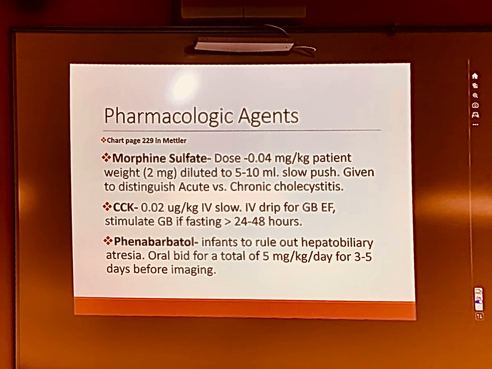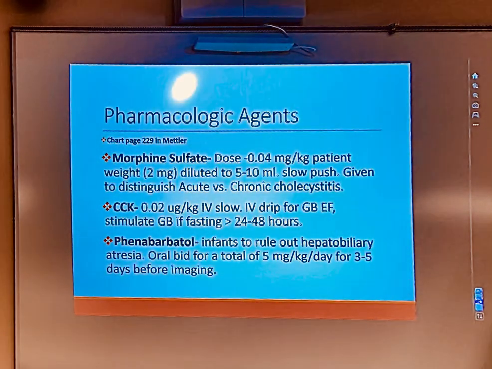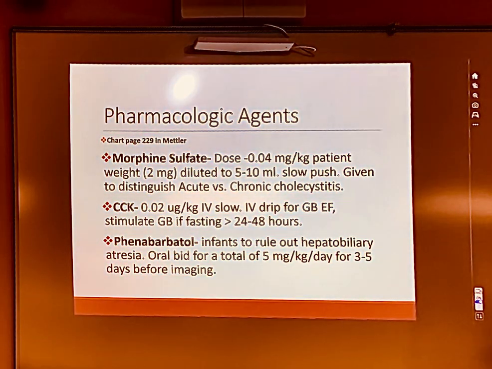If you are doing it to stimulate the gallbladder when the patient's been fasting more than 24 hours, instead of morphine, okay, it is always a drip. So if you are pre-treating with CCK, it is always a drip. If you are imaging with CCK, it can be done either way. It depends on your hospital's protocol. Where I work, we IV push, and we have always IV pushed it. Just the way that we do, you just have to make sure you go very slow.